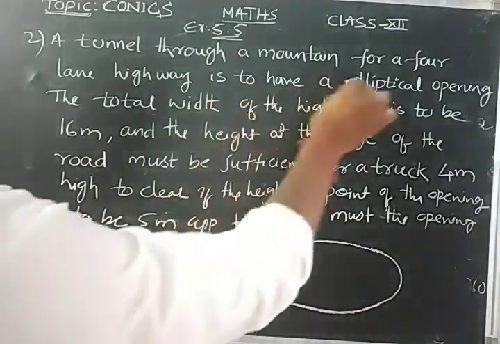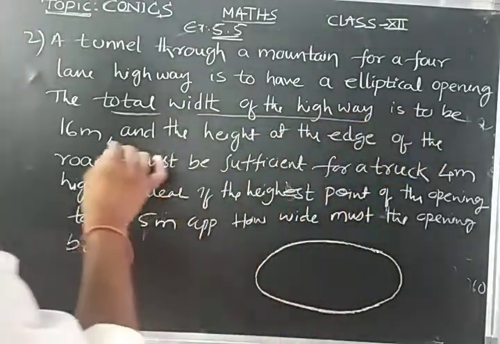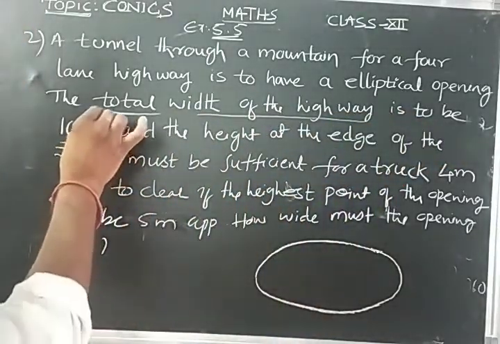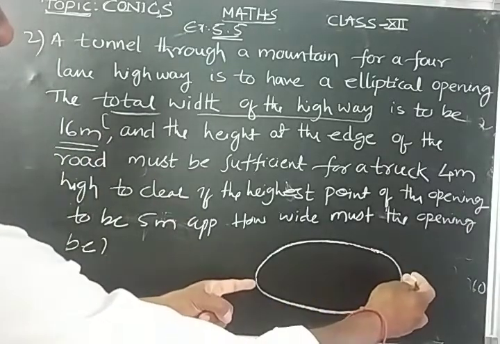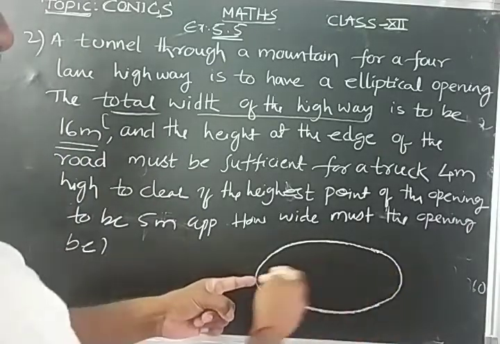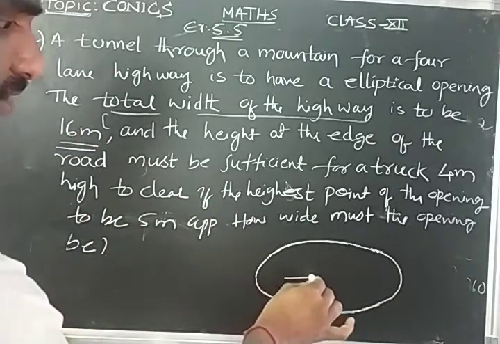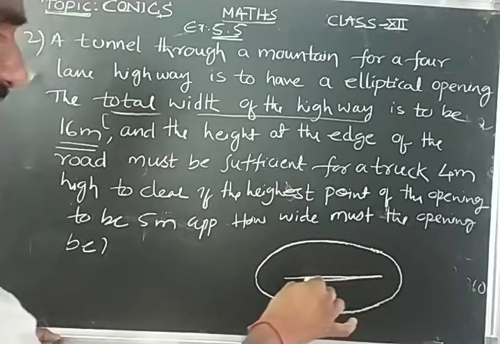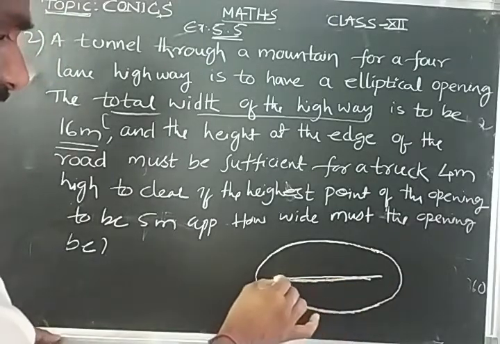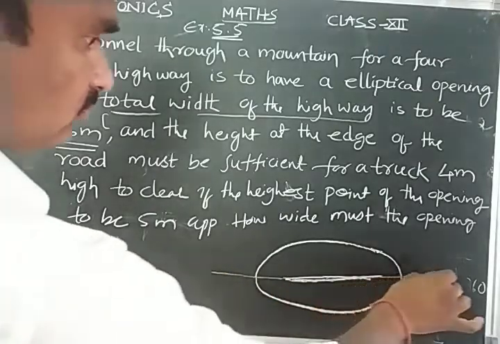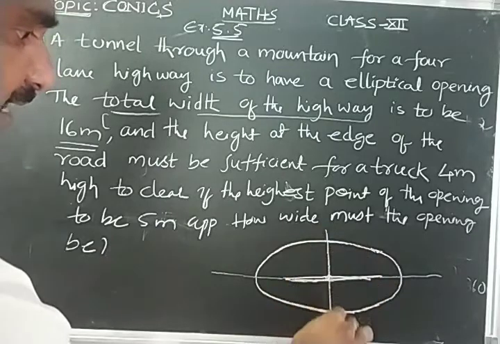The total width of the highway is to be 16 meters. So the highway has 16 meters width. Suppose I am taking some width of the highway. This is the width of the highway, 16 meters. If I consider this as the x-axis, and here I will take the middle of the road as the y-axis.